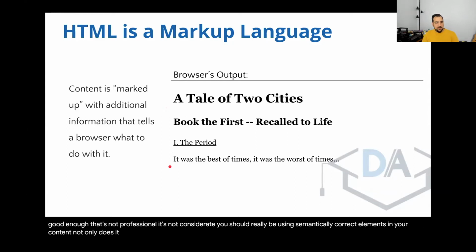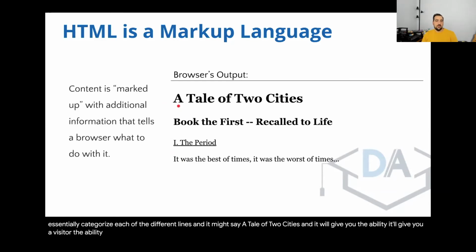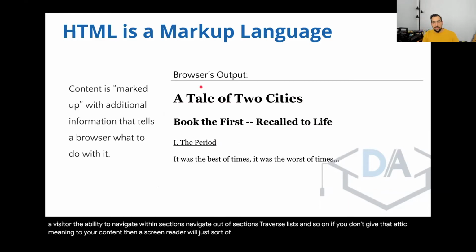Not only does it benefit people who are visiting your website with screen readers, because the screen reader will essentially categorize each of the different lines, and it might say A Tale of Two Cities, and it'll give your visitor the ability to navigate within sections, navigate out of sections, traverse lists, and so on. If you don't give that semantic meaning to your content, then a screen reader will just sort of fall through the content, read it sequentially, and not have any ability to navigate in a reasonable way.